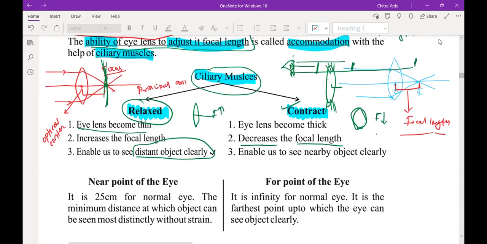Sir, so depending upon the distance of the object, the focal length will increase or decrease. Yes.